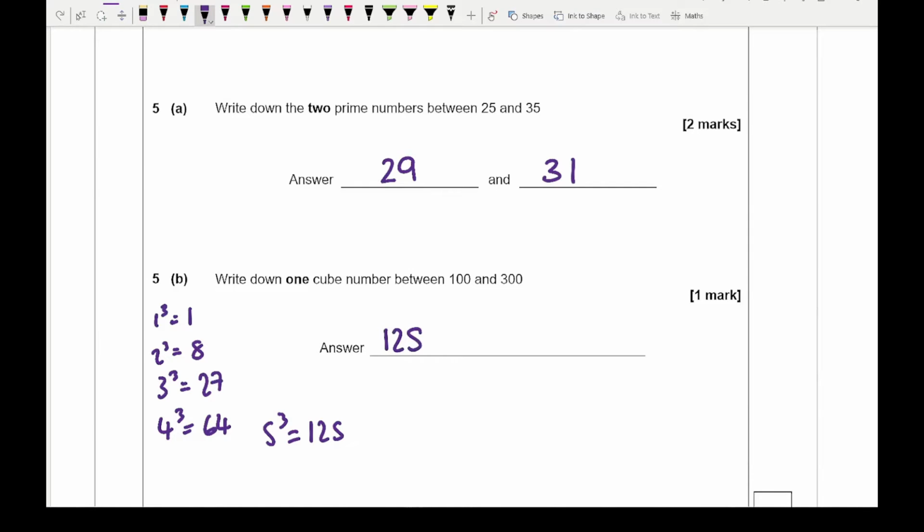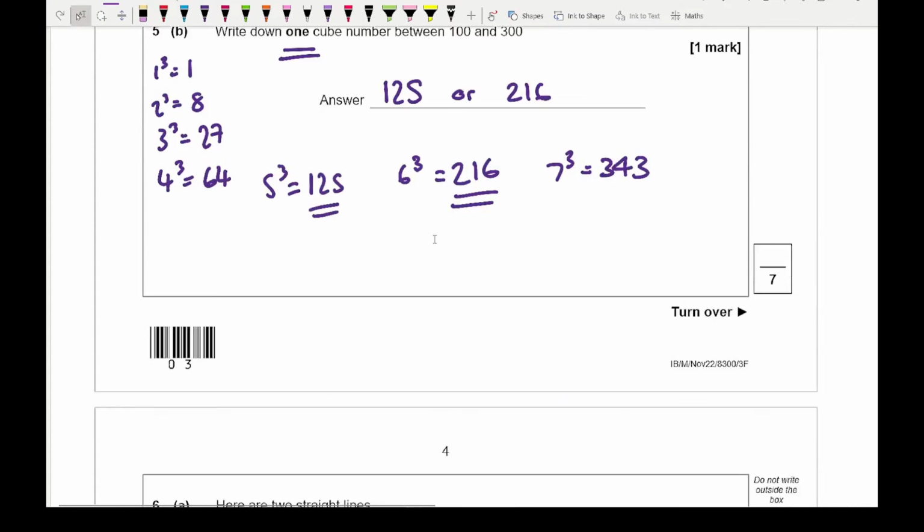And again, I could have easily done that on the calculator rather than just reciting it. And just to double check, if I do 6 cubed, then that gives me an answer of 216. So I can either write 125 or 216, and again just to confirm, 7 cubed is 343. So the only 2 possible options I could write are 125 or 216. Remember, do not write all of them. The question specifically says write down 1, so either 125 or 216 would be correct.